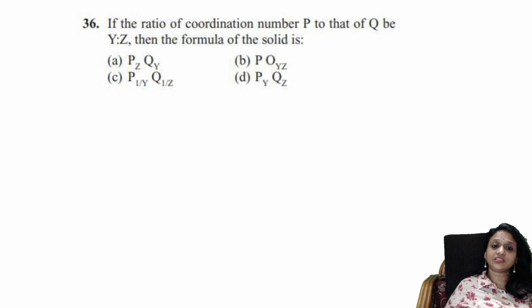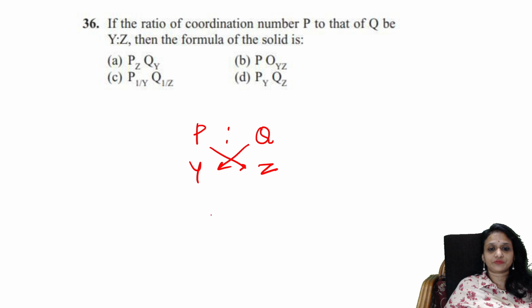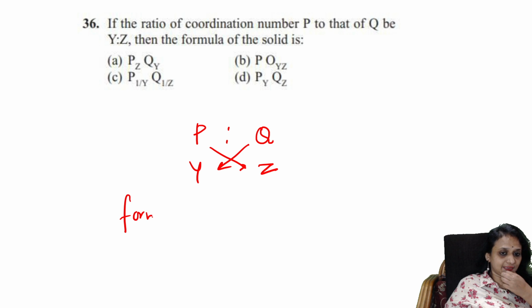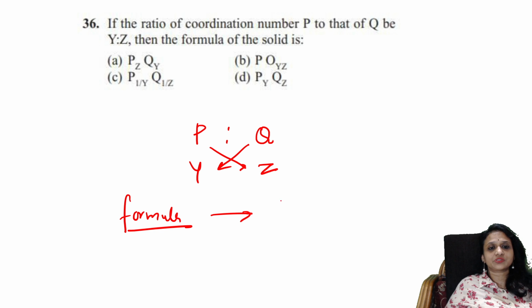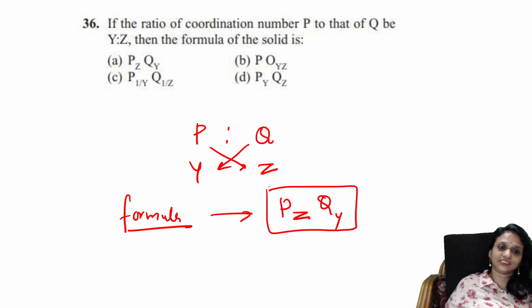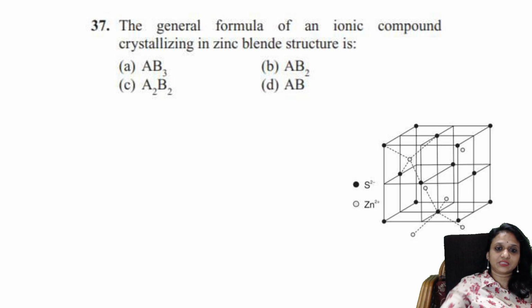And 36th question. If the ratio of the coordination number of P to Q be Y is to Z, then the formula of the solid is, yes, now the ratio of P to Q, right? What did they say? The ratio is Y to Z. So whenever you have ratios, what do you do? You cross the ratios, correct? Fine. So the formula becomes, yes, what does the formula become? It becomes P Z and Q Y. Easy? Easy.